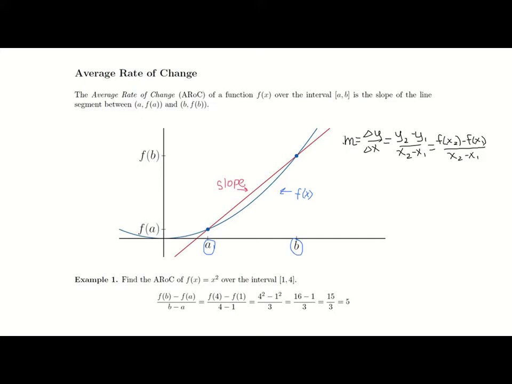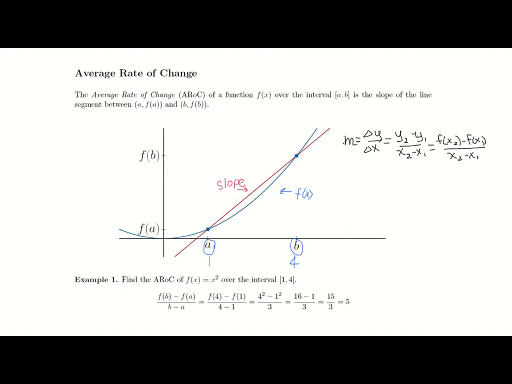So we're calculating the slope of the line that connects those two endpoints on whatever interval we're looking at. So let's look at an example. Example 1, find the average rate of change of f of x equals x squared over the interval 1 to 4. So what that means is our two x values that we're looking at, or the interval we're looking at, is a equals 1 to a equals 4.